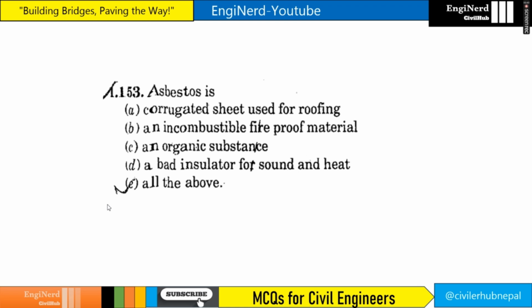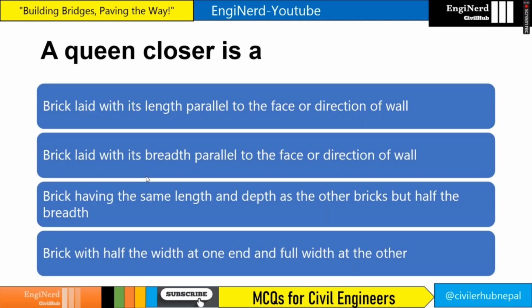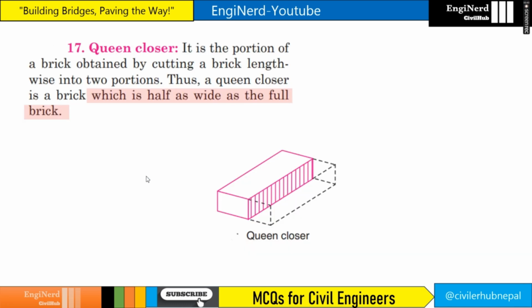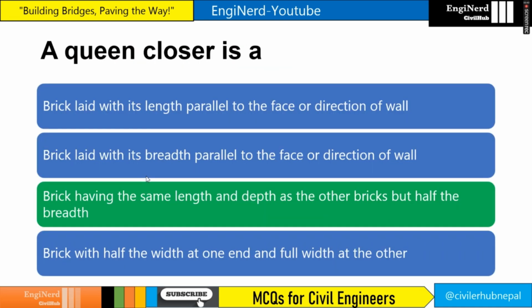So related to this asbestos question, the question is, asbestos is corrugated sheet used for roofing, an incombustible fireproof material, an organic substance, or bad insulator found in it. So answer will be all of the above. Another question, a queen closer, so basically queen closer is what? Half the width, right, and full length. So our answer is brick having the same length and depth as the other brick but half the breadth, right?